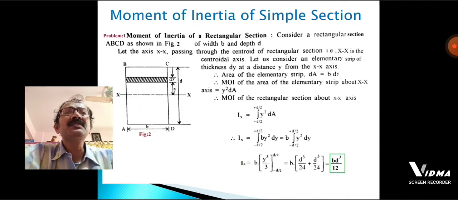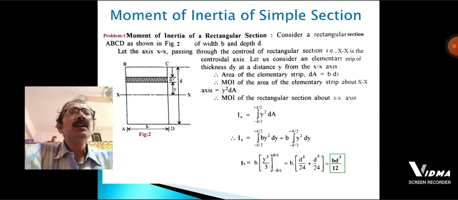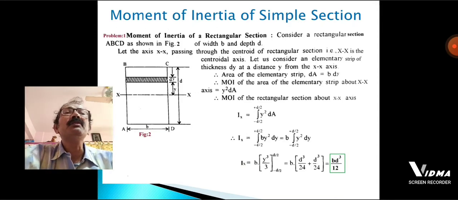The area of that strip is b into dy, the small rectangular strip area. The moment of inertia of the elemental strip about the xx axis is distance square into area, that means y square into dA. Now the total moment of inertia of the rectangular section about the centroidal xx axis is Ix equals integration of y square dA, and the limit is minus d by 2 to plus d by 2.